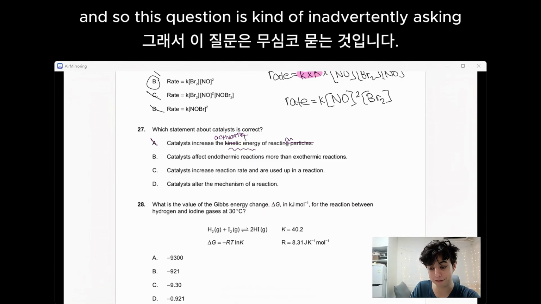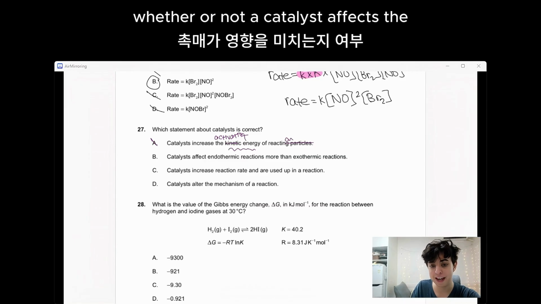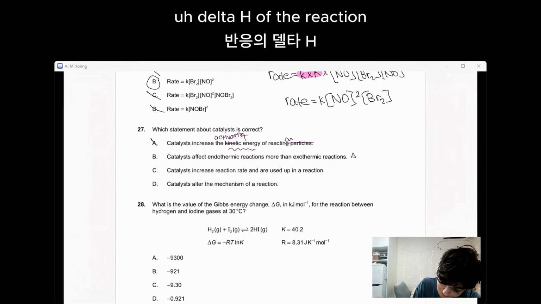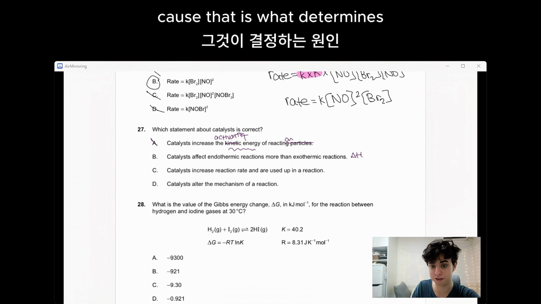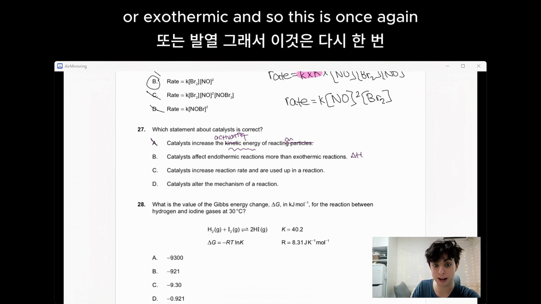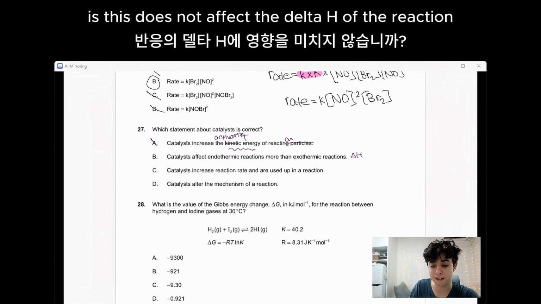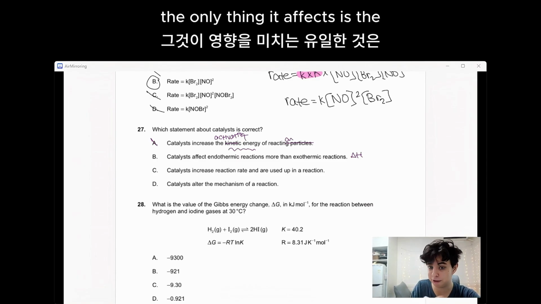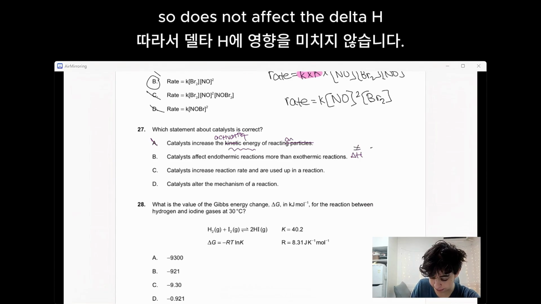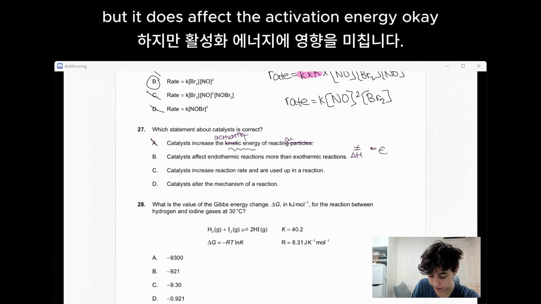And so this question is kind of inadvertently asking whether or not a catalyst affects the delta H of the reaction, because that is what determines whether something is endothermic or exothermic. And so this is, once again, another misconception: this does not affect the delta H of the reaction. The only thing it affects is the activation energy.